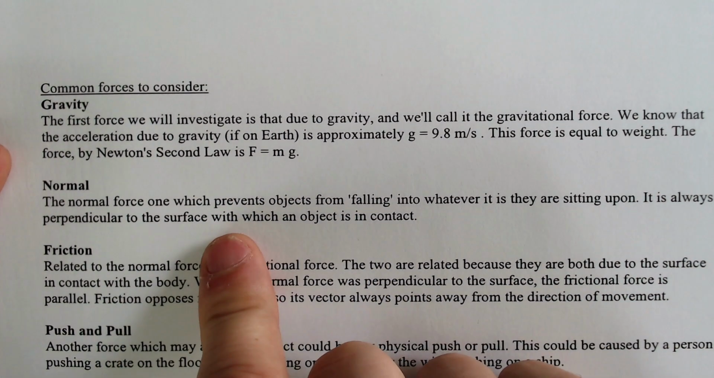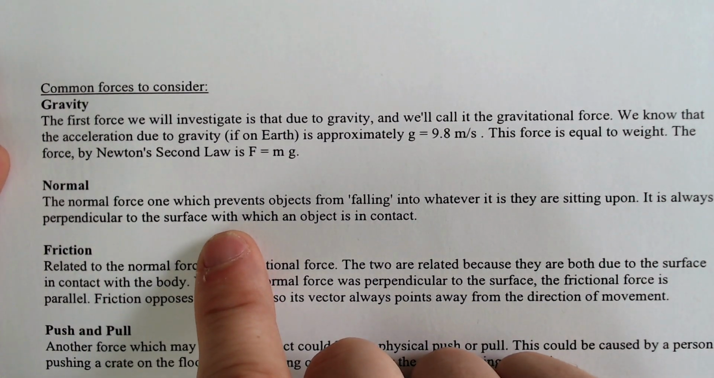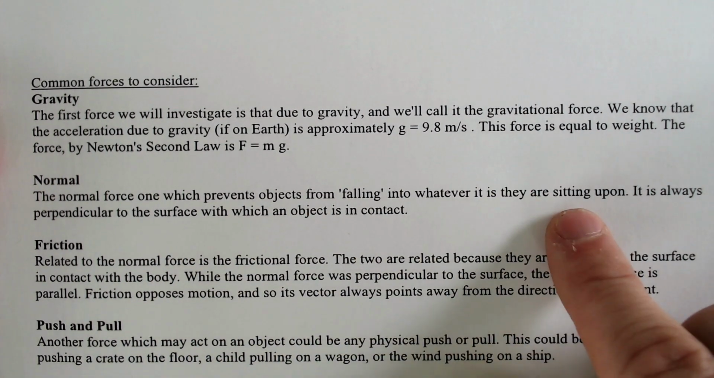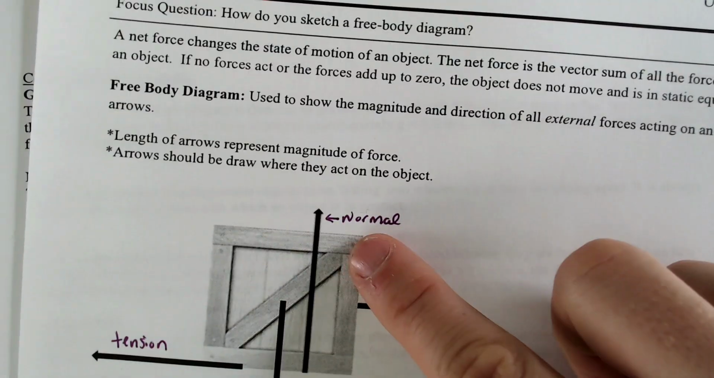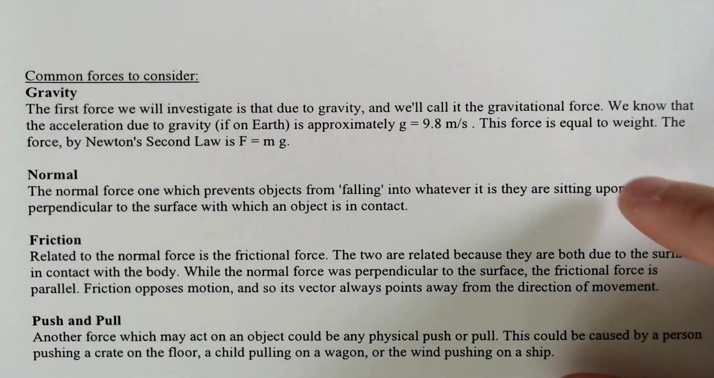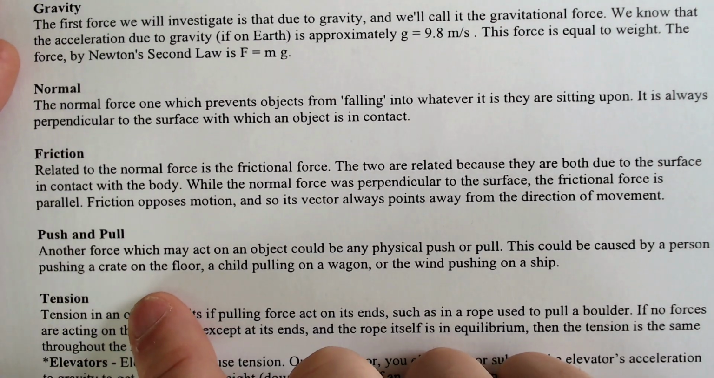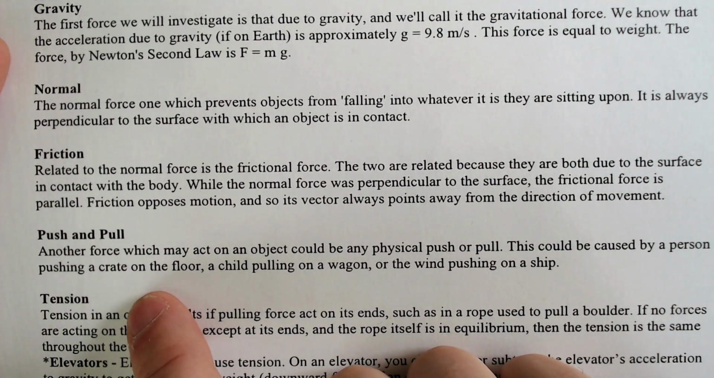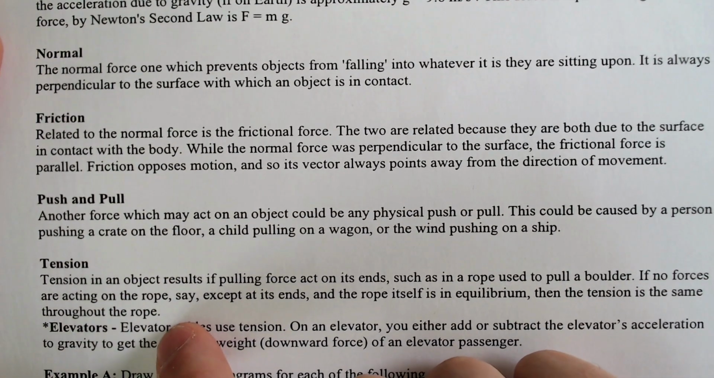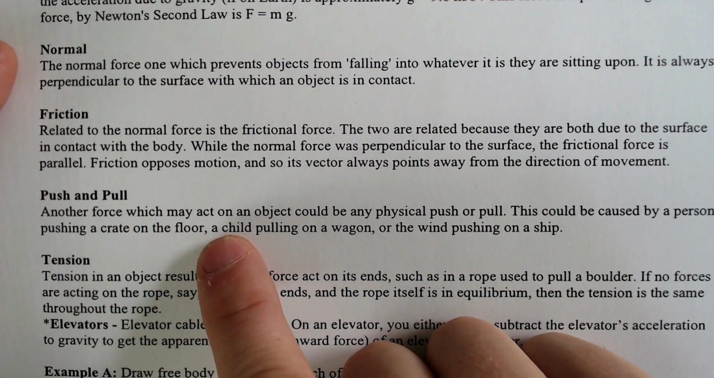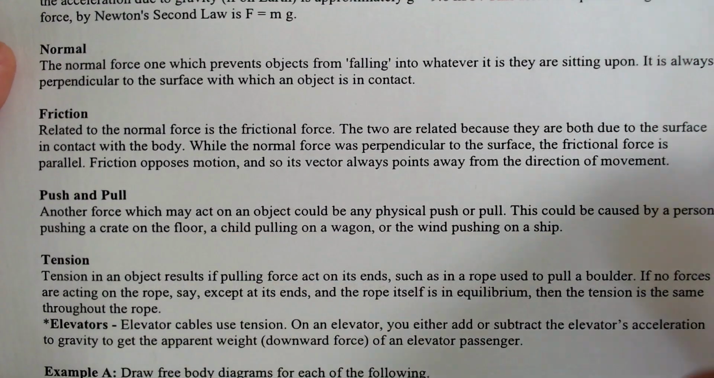The normal force is the force of Earth that prevents you from falling into whatever. Typically it would be the ground, but it could also be a table or something that an object is sitting on. That was why we drew our normal force facing up. There is the force of friction. There is pushing and or pulling an object. And there is tension. Tension is whenever you have a rope or something like that, which is very similar to pushing or pulling.